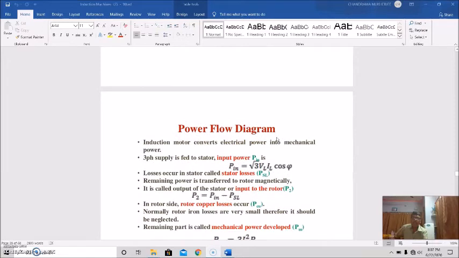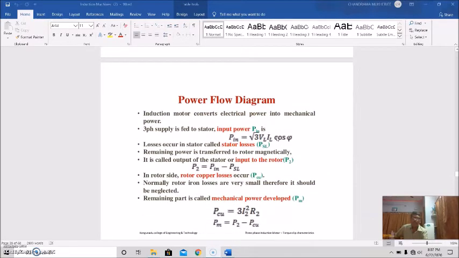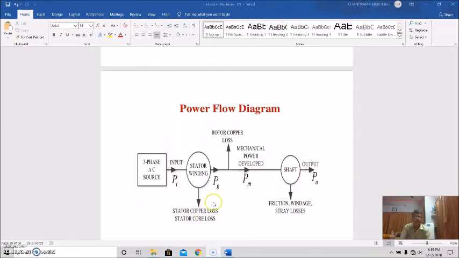So actually what we are finding, from the power flow diagram we will discuss right now. At the very beginning of the discussion of torque slip characteristics, I told you in short how the torque equation has come. That is how the power is being developed, and from the relation of torque and power, we will get the developed torque at the rotor.